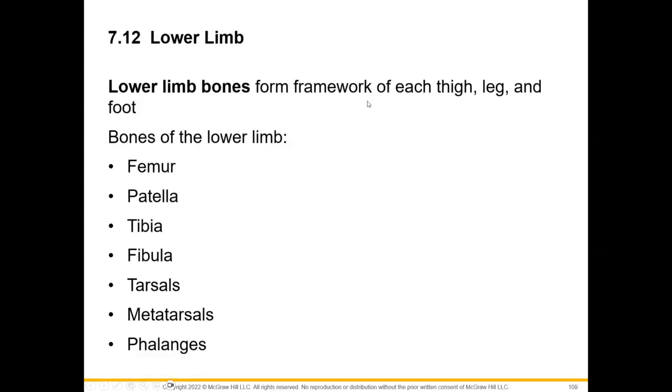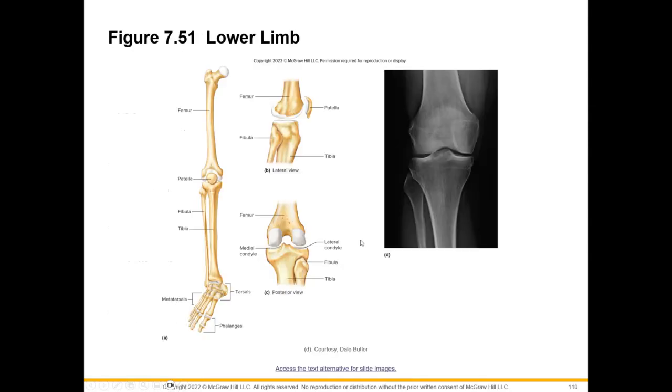Okay, the lower limb bones form the framework of each thigh, leg, and foot. Bones of the lower limb include the femur, the patella, the tibia, the fibula, the tarsals, the metatarsals, and the phalanges. Okay, so there's the femur, patella, tibia, fibula, tarsals, metatarsals, phalanges again.